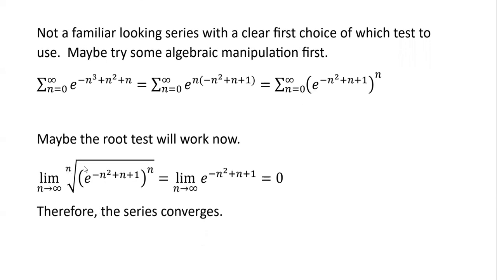All right, so this nth root and this n power, they cancel. So we want the limit as n goes to infinity of e to the minus n squared plus n plus 1. This is 0, because as n gets bigger, this minus n squared would dominate. So what's e to the negative infinity? That's 0. So what does the root test say? It's the same conclusion as the ratio test. Since this is less than 1, our series converges. So this is one way we can go about this with the root test.